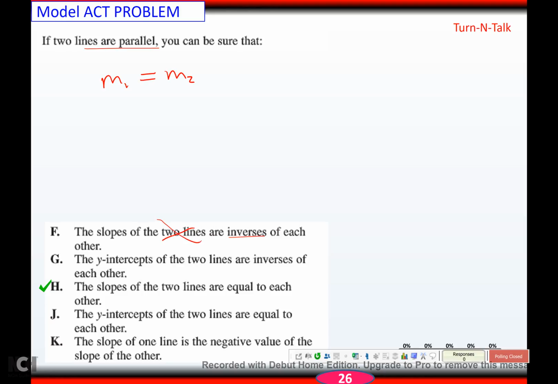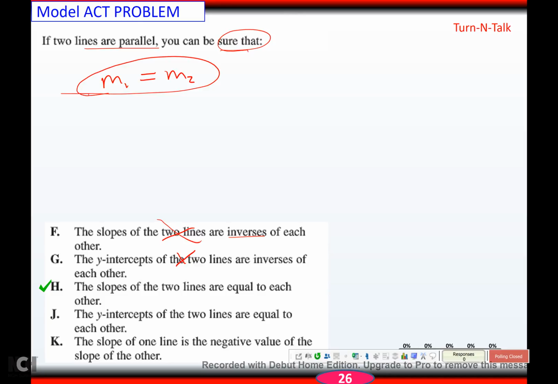G, the y-intercepts of the two lines are inverses of each other. It's possible, but it's not for sure. They could be inverses of each other, but it's not for sure. H, the slopes of the two lines are equal to each other. That I'm sure of. If you have parallel lines, their slopes have to be the same.